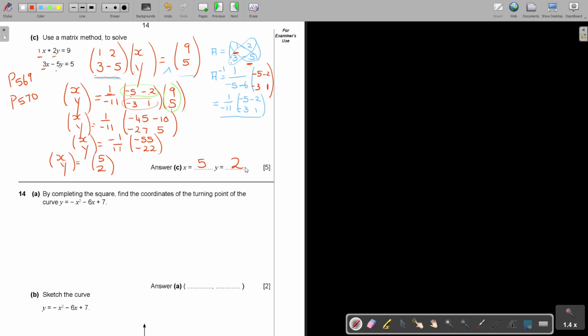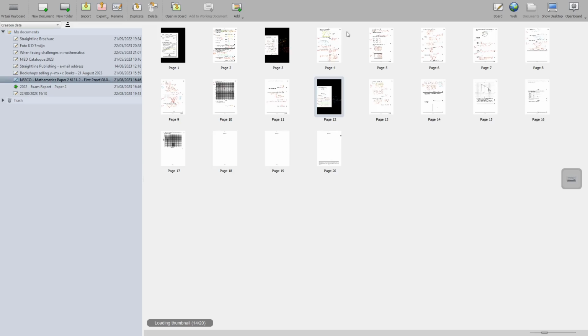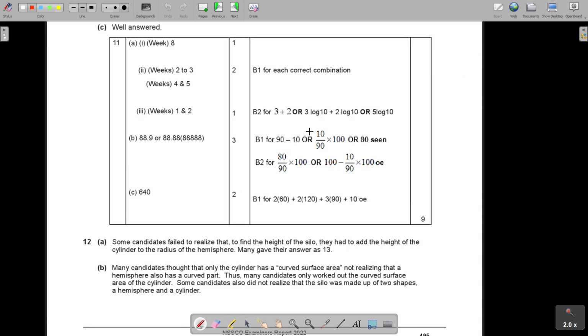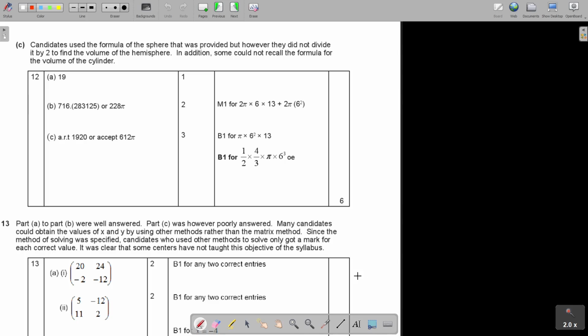Remember, you must solve it with matrices. Otherwise, you will get 0. And I think it will also be what the report is going to tell you. So let's look at the report. This was question 13. Let's just go to the next. Okay, here it is.